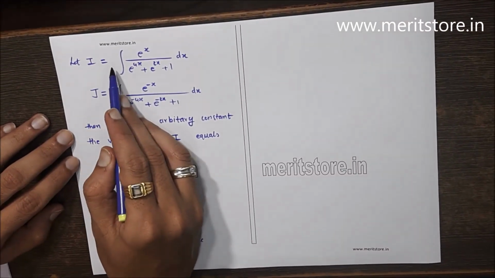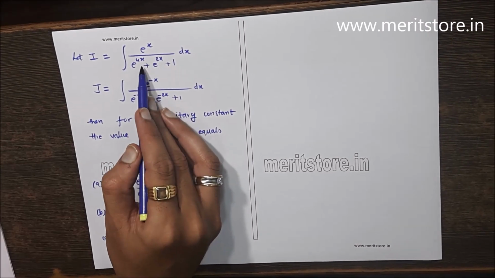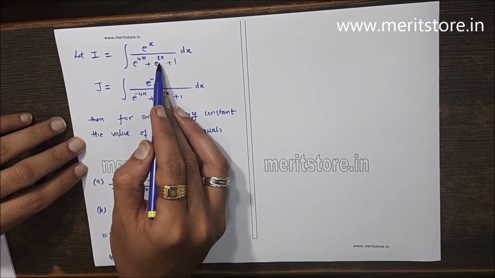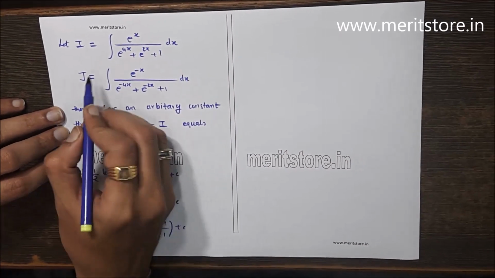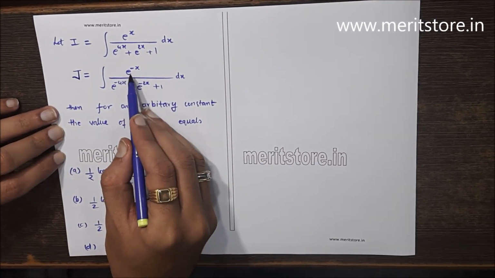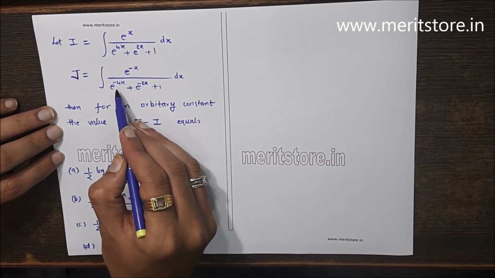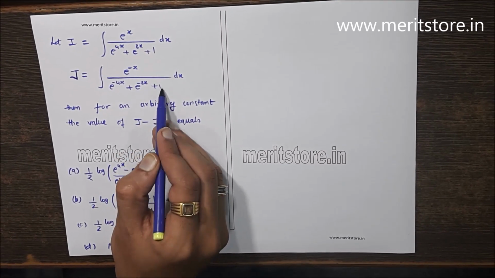We have been given I is equal to integral of e raised to x upon e raised to 4x plus e raised to 2x plus 1, and J as an integral of e raised to minus x, e raised to minus 4x plus e raised to minus 2x plus 1 dx.